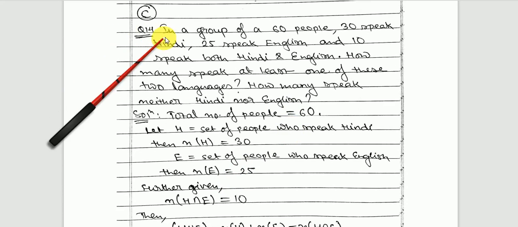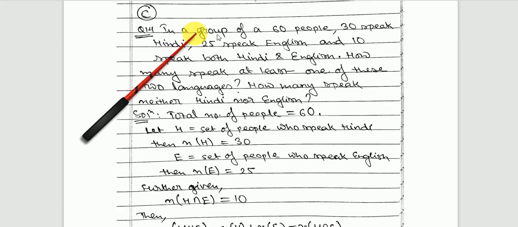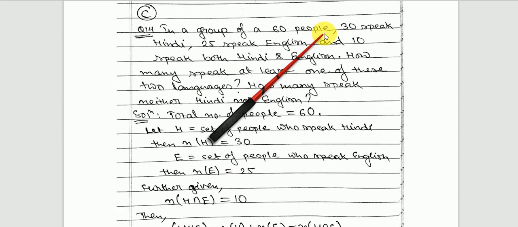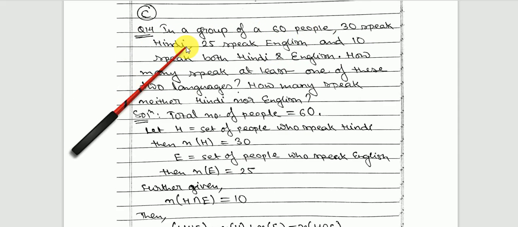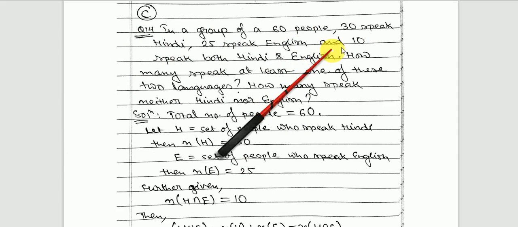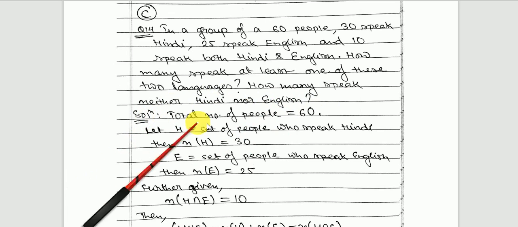Next is question number 14. In a group of 60 people, 30 speak Hindi, 25 speak English, and 10 speak both Hindi and English. How many speak at least one of these two languages? How many speak neither Hindi nor English? So here total number of people is 60.